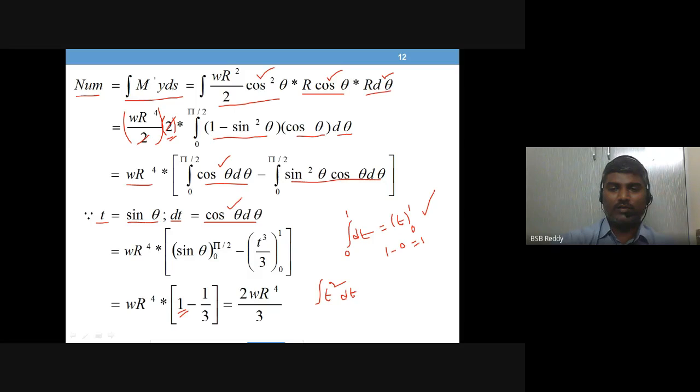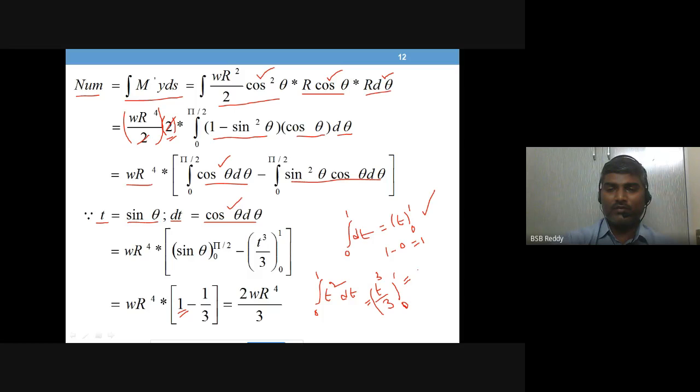Okay. The same limits will also change to 0, 1. What is the integration of t square dt? It is t cube by 3. This is the integration. Apply limits 0, 1.